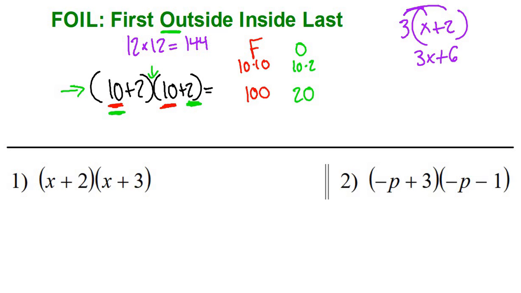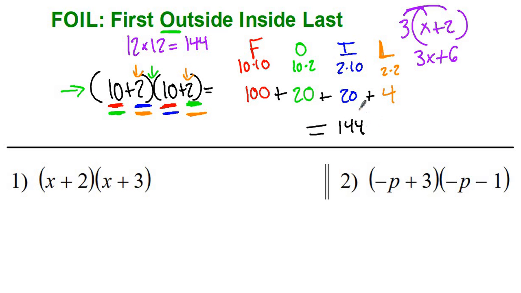Okay, the inside terms, 2 is on the inside of this parentheses, and 10 is on the inside of that parentheses. So 2 times 10, once again, that equals 20. And then finally, the last terms in each parentheses, 2 is the last term, coming second in this parentheses, and 2 is coming second or last in that parentheses, so 2 times 2 equals 4. And now that we have these, we can just add them together. 100 plus 20 plus 20 plus 4 equals 144. That's the same answer as if you had done 10 times 10 plus 10 times 2 plus 2 times 10 plus 2 times 2. It's just maybe not a faster way, but an easier way to remember.